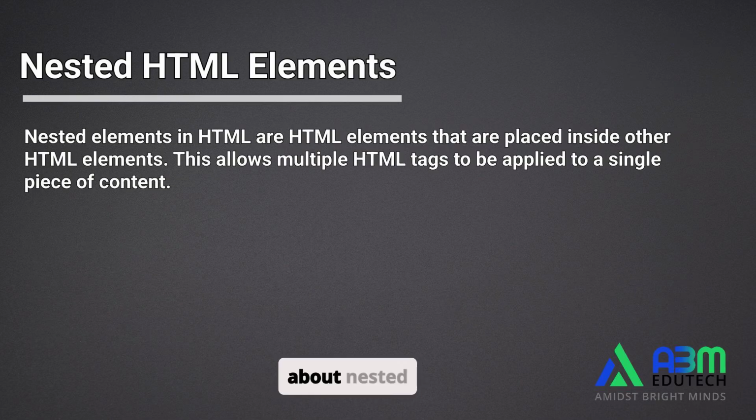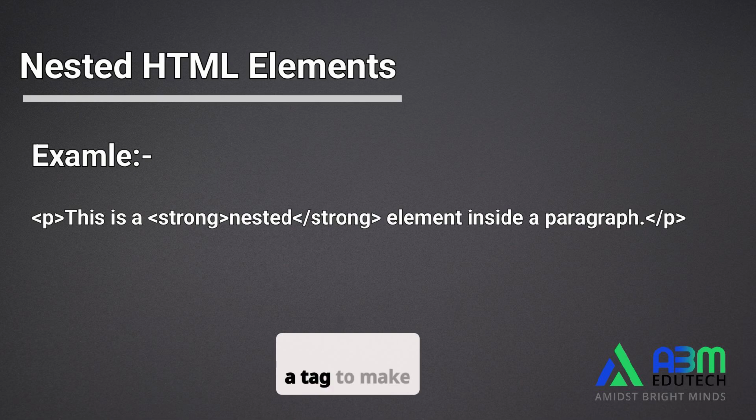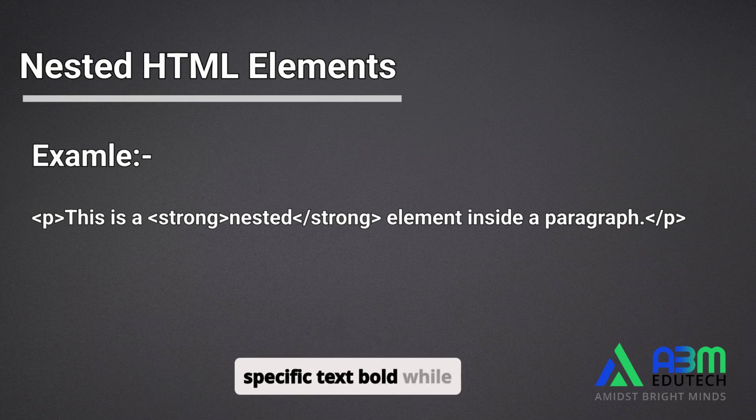Next, let's talk about nested HTML elements. This happens when one element is placed inside another. For example, you can place a strong tag inside a p tag to make specific text bold while still having it inside a paragraph. The element that contains the other element is known as the parent, and the tag which is contained in the other element is known as the child element.